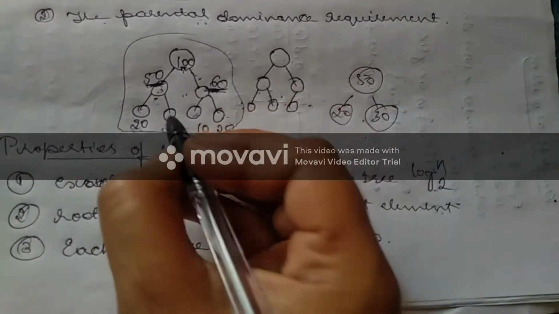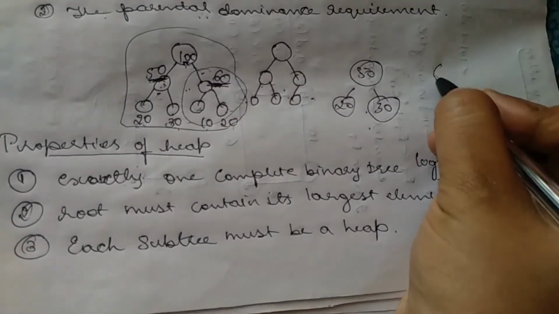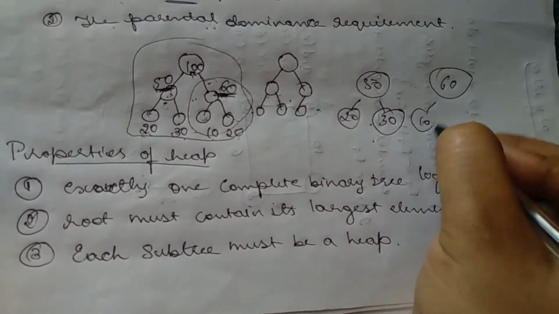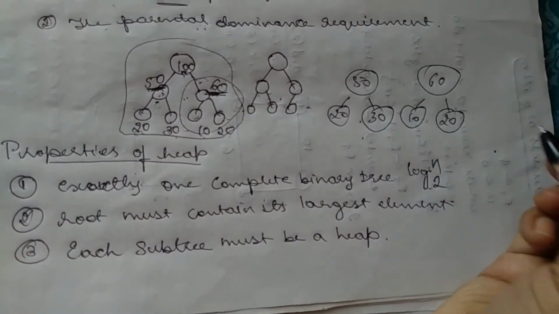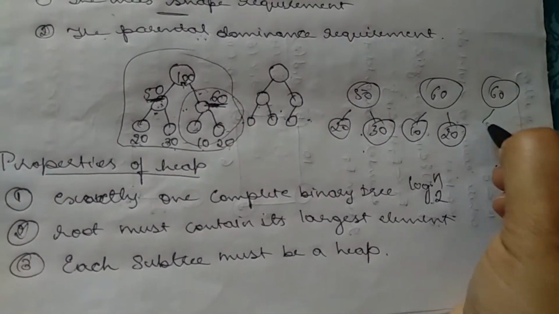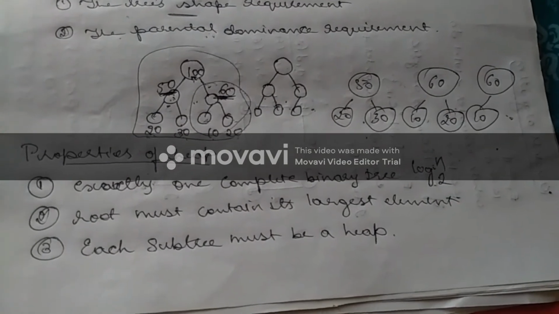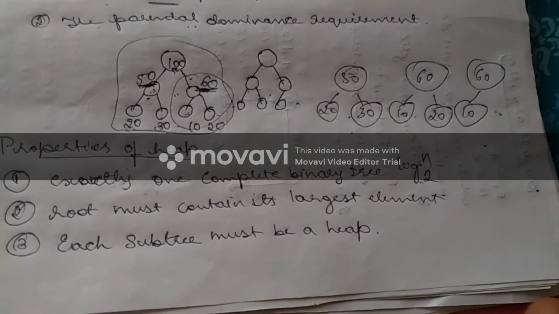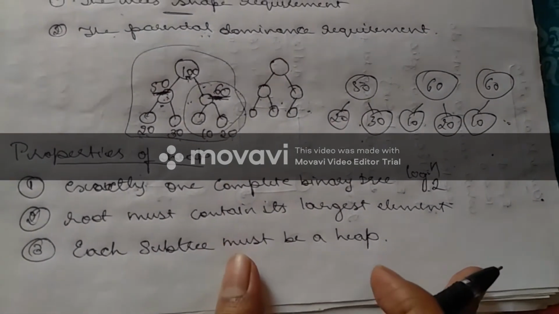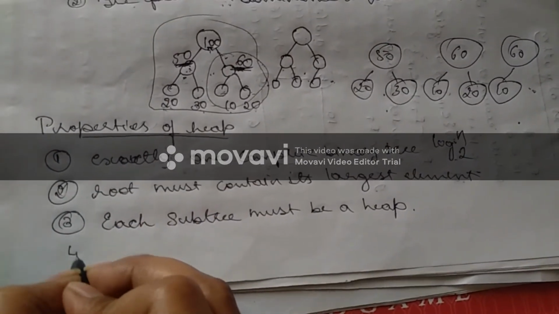Are you getting? And this is one more subtree. 60, 10 and 20. It may have 60 and 10. Even this is also correct. Only rightmost is missing, is it not? So all the subtrees must be heap. This is the third main property of heap.